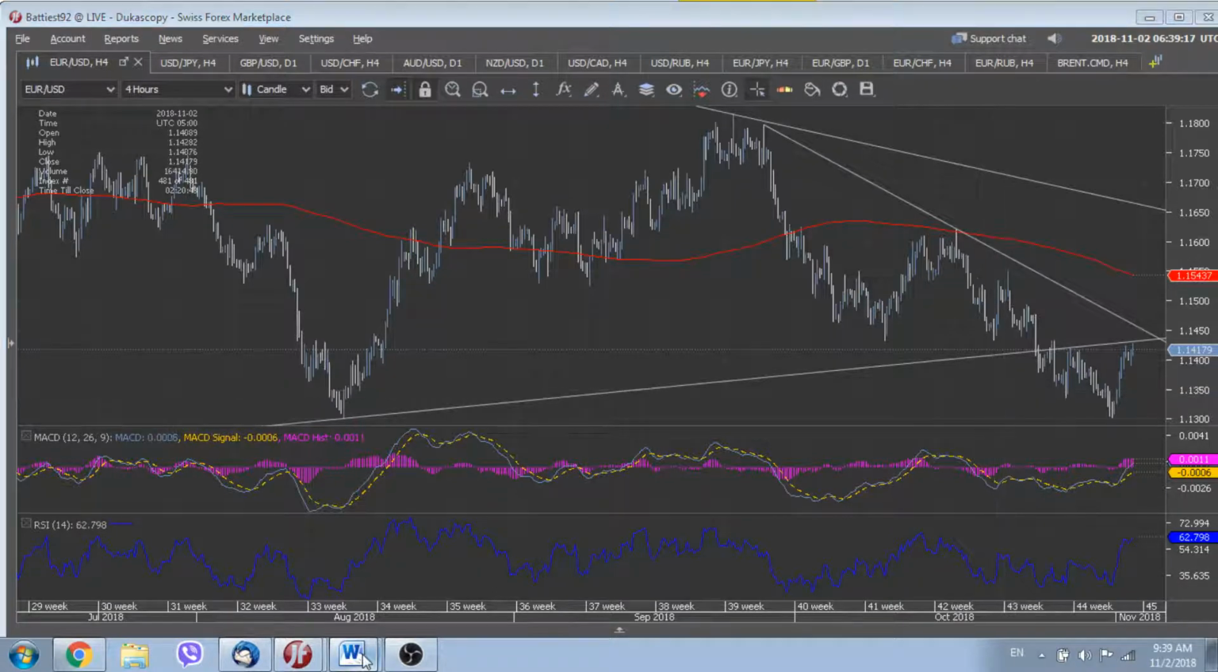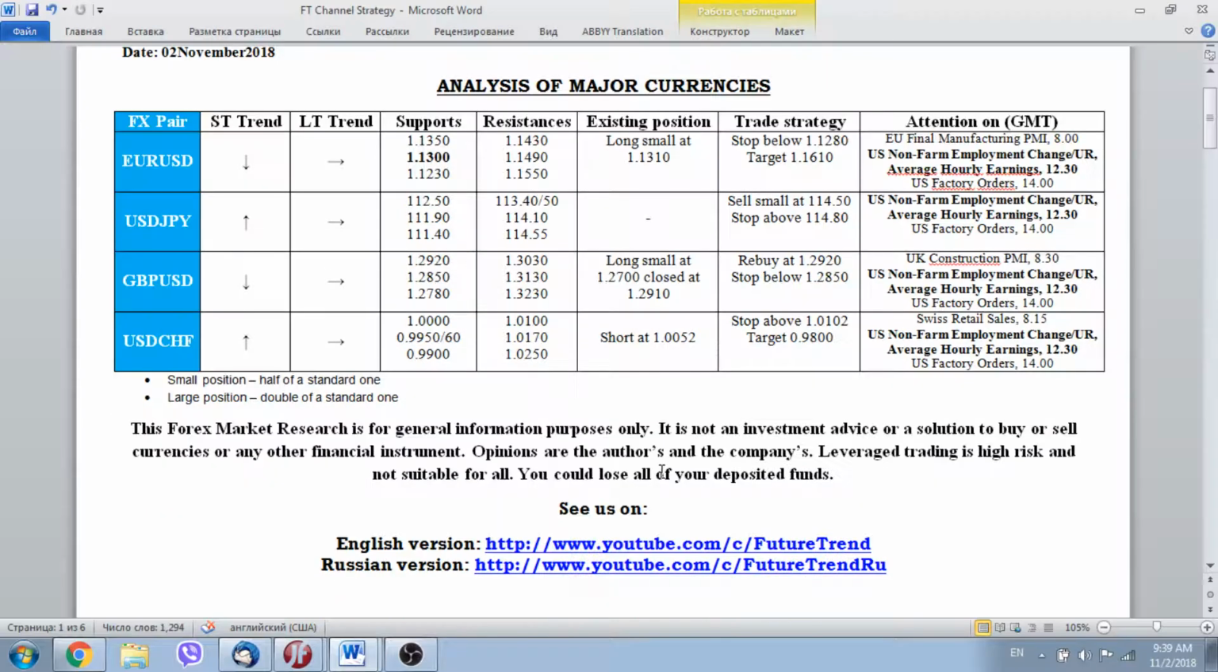That's our prime idea, because we still suggest that the United States dollar will be losing ground during the next couple of months till the end of 2018.